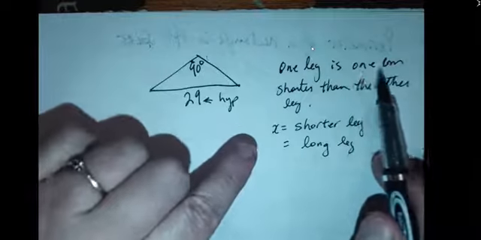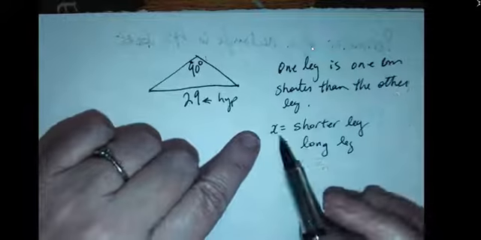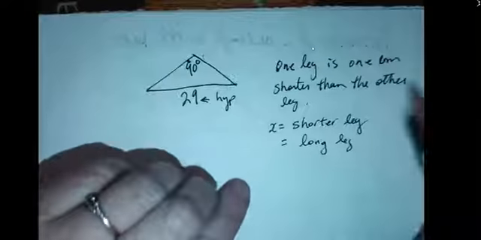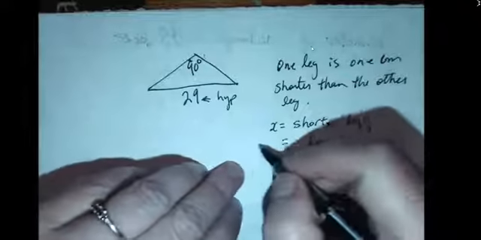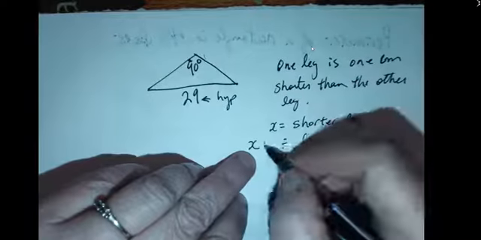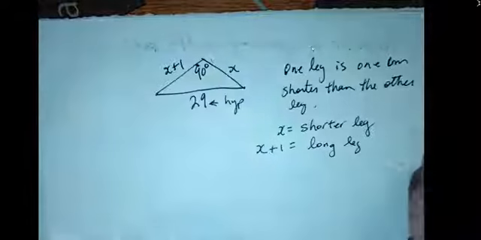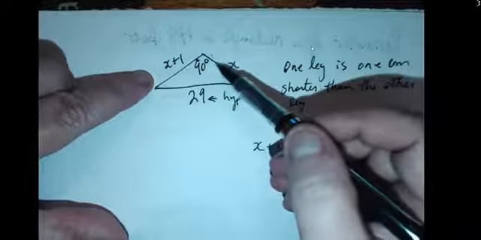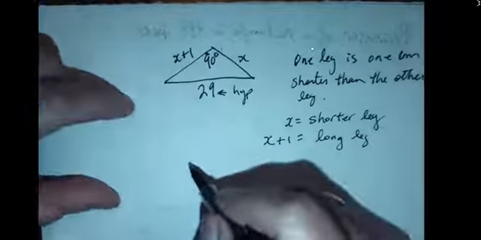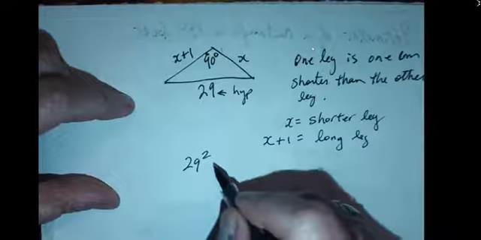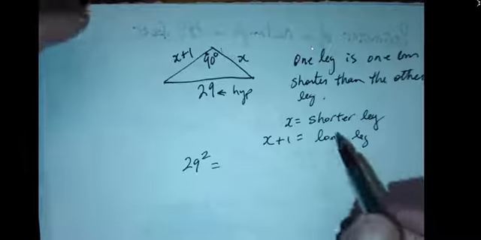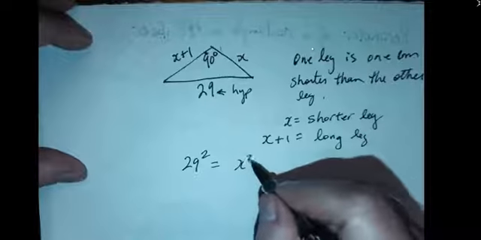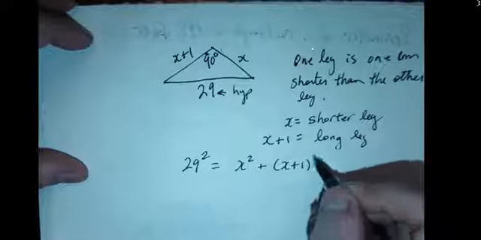So one leg is 1 centimeter shorter than the other leg. And if we let X be the shorter leg, then the longer leg is going to be the measurement of the shorter leg plus 1. Okay, so I can do this now. And I only have one unknown, which is X. Okay. Now, this is my hypotenuse, so by the Pythagorean theorem, the hypotenuse squared is equal to the first leg squared plus the second leg squared. Okay.